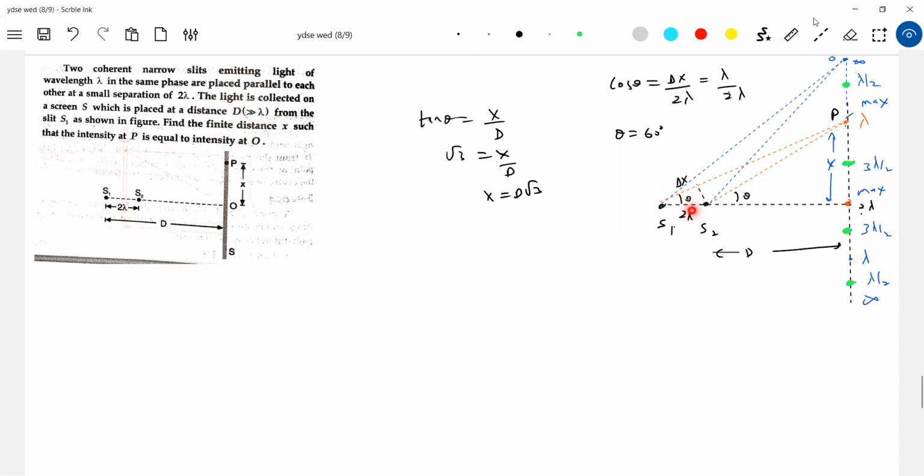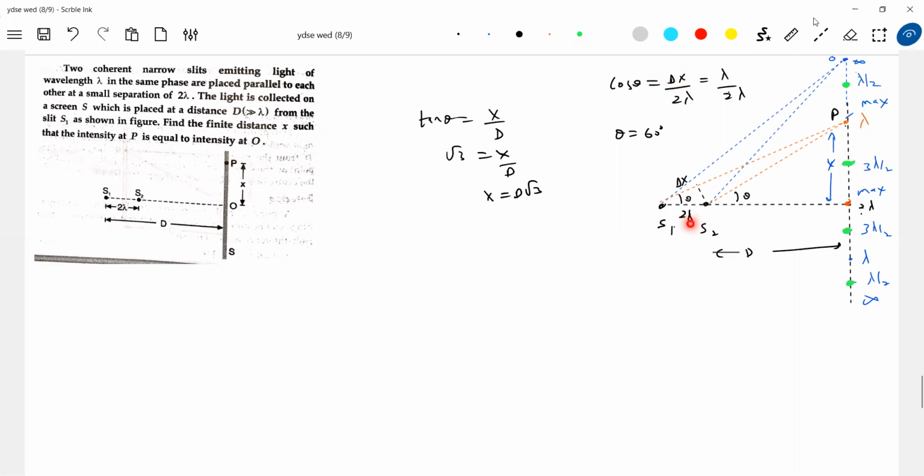cos theta equals delta x, where delta x becomes, if the first minima is there, 3 lambda by 2. I can ask you the position of the first minima or maxima here. The idea is the same. If the point P is here, then delta x is 3 lambda by 2, and then you calculate that position. Instead of doing 5-6 problems, just analyze. I think in HC Verma we have a problem asking the position of minima. You just replace delta x.